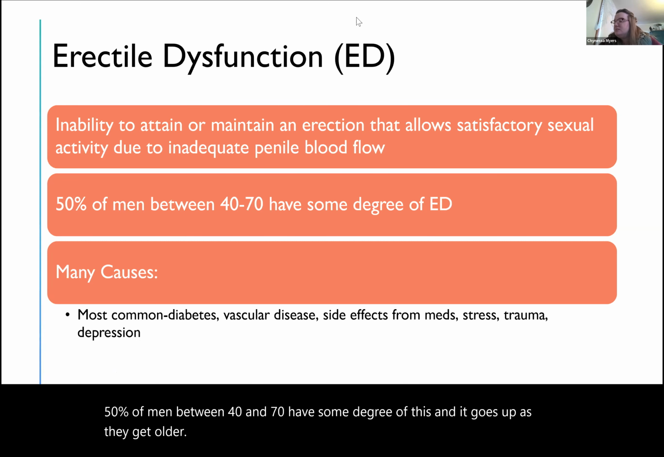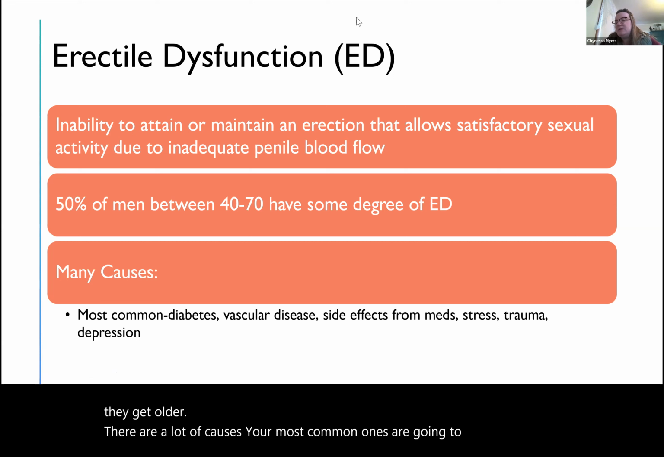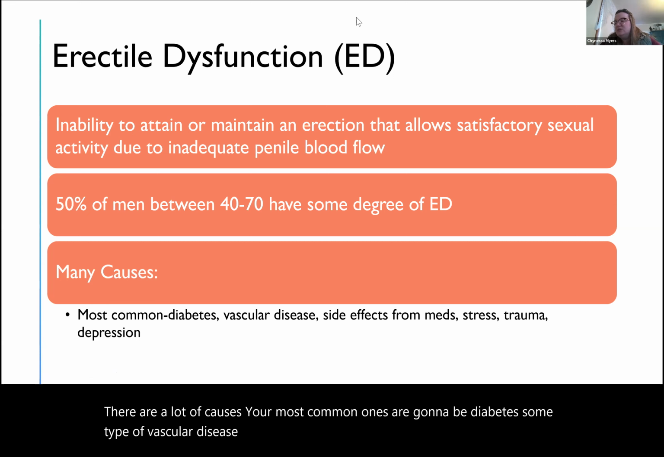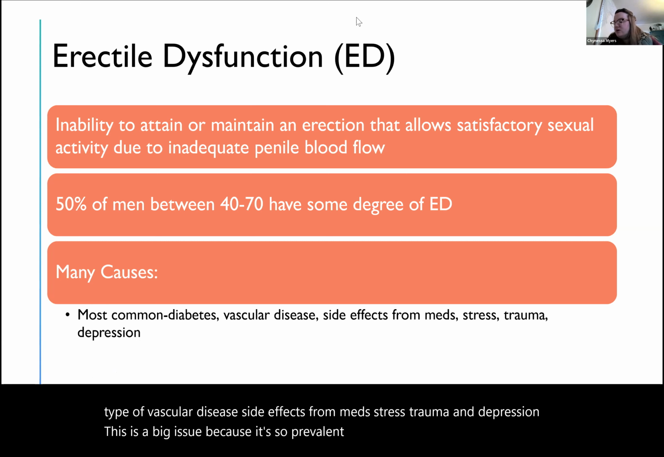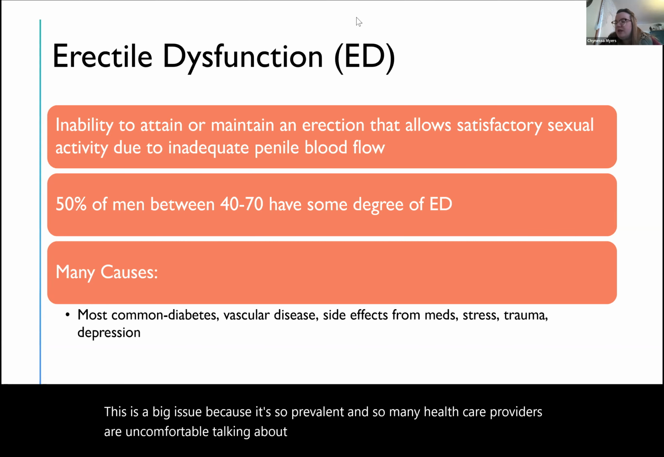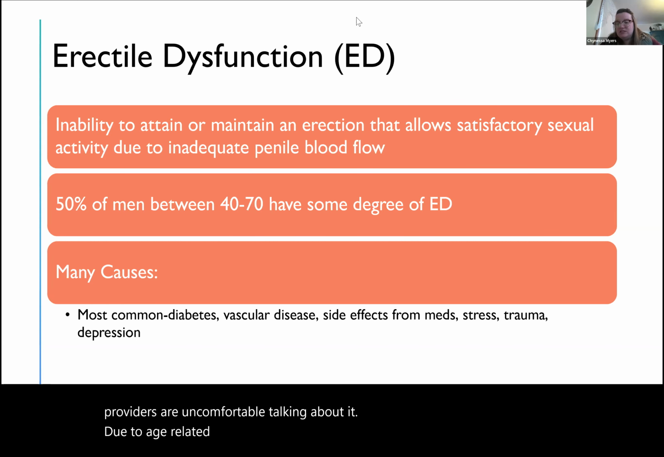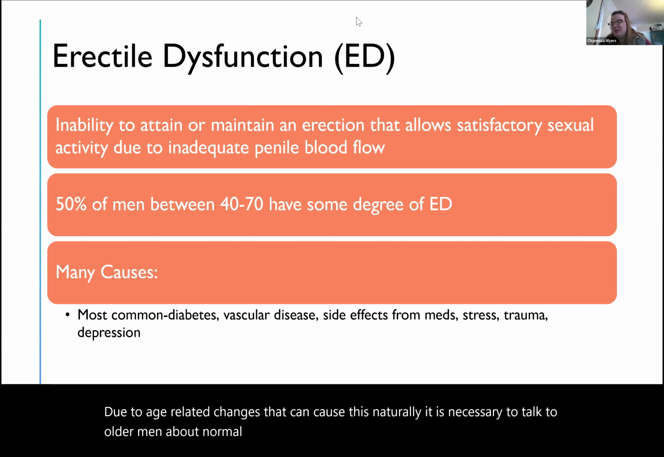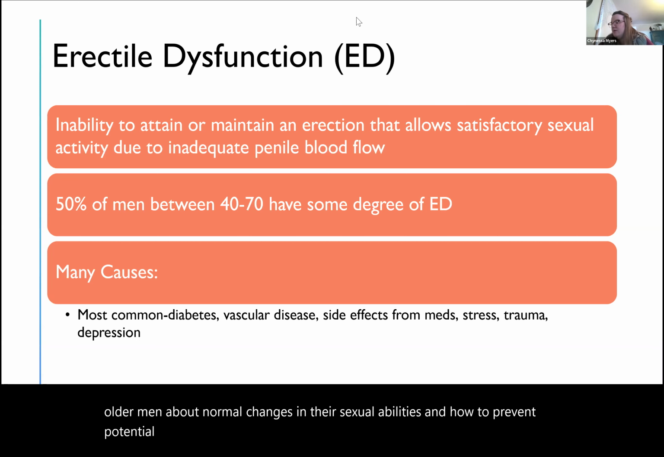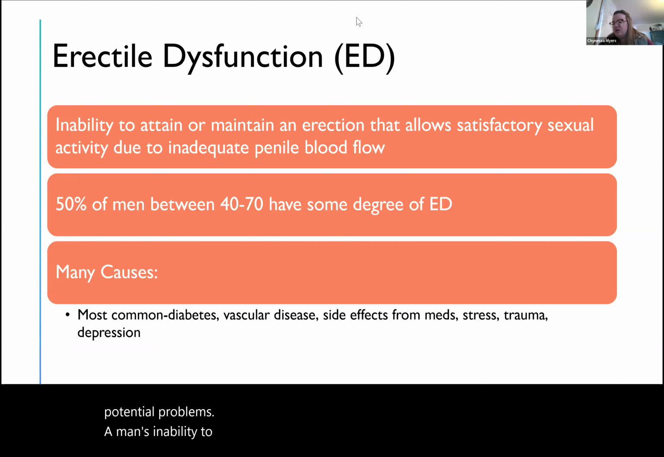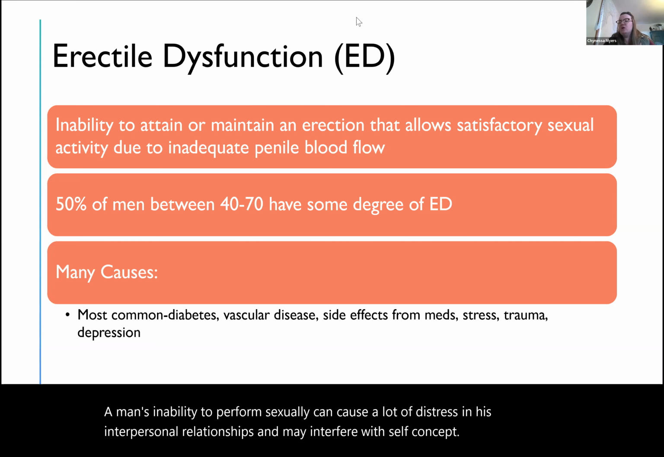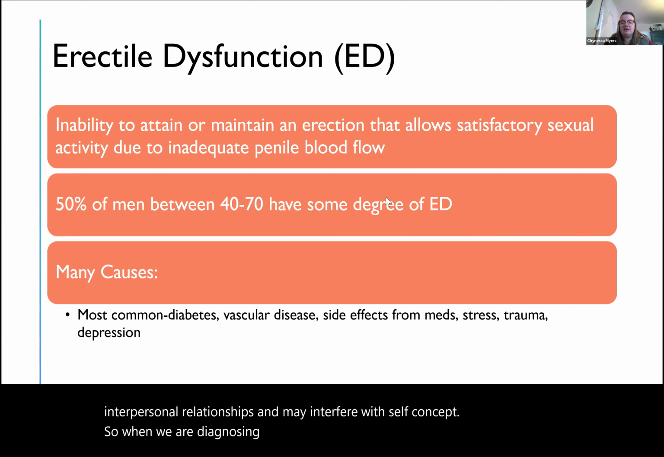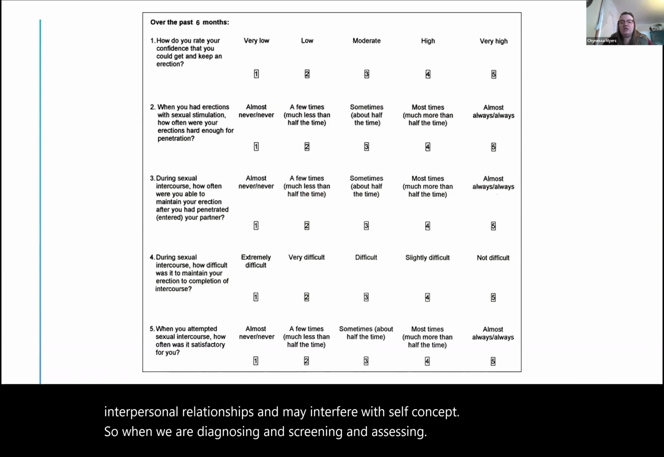There are a lot of causes. The most common ones are diabetes, some type of vascular disease, side effects from meds, stress, trauma, and depression. This is a big issue because it's so prevalent and so many healthcare providers are uncomfortable talking about it. Due to age-related changes that can cause this naturally, it is necessary to talk to older men about normal changes in their sexual abilities and how to prevent potential problems. A man's inability to perform sexually can cause a lot of distress in his interpersonal relationships and may interfere with self-concept.